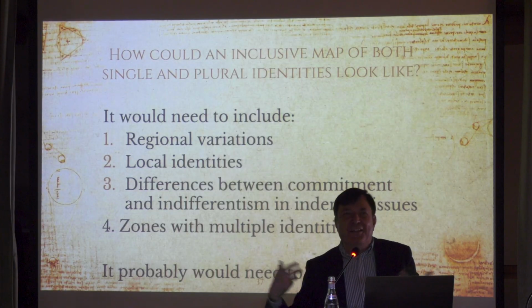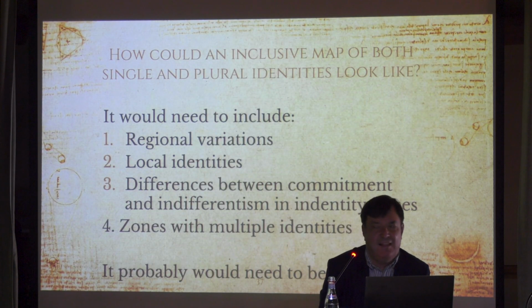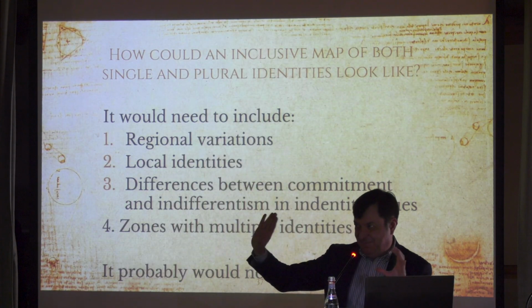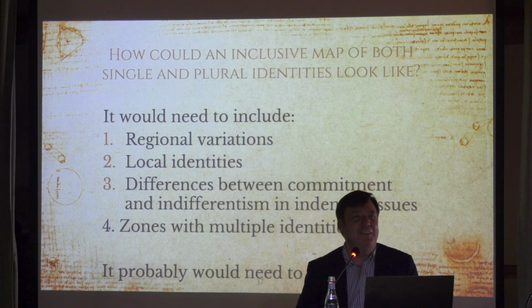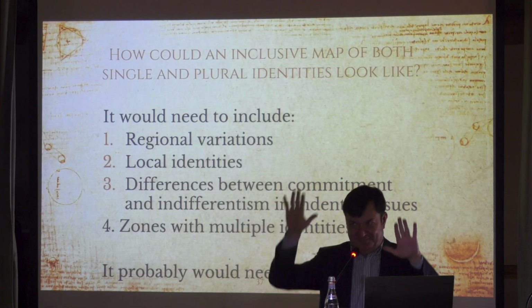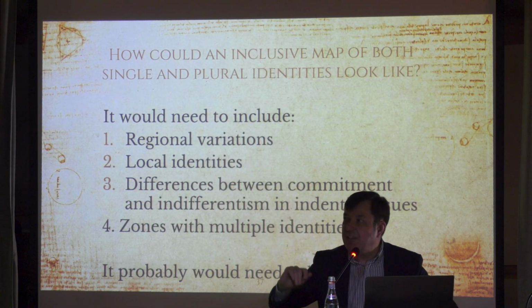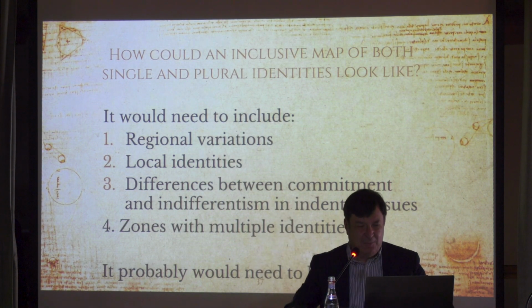So, now, let me suggest a new map. That map should include regional variations, local identities, differences between commitments and indifferences, and zones of multiple identities. Because we cannot put it in one map, it would need to be three-dimensional. I'm afraid, because I was thinking how to do it. It's impossible to do it. But if we do three-dimensional, it could be achieved. So something to think about. Maybe in one of the future workshops, we could do it for Transylvania. Because for Transylvania, we have more data than for some other areas.